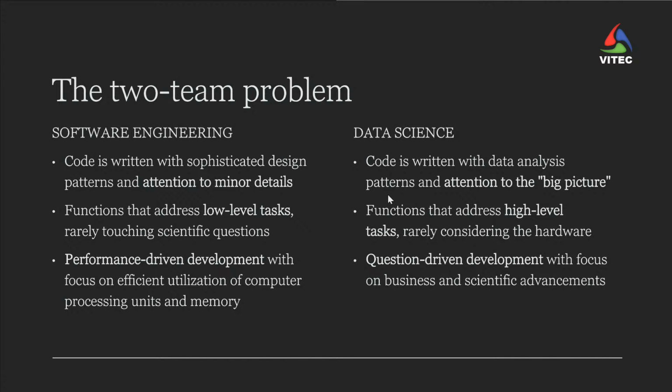So you usually write code that's very sophisticated in design. It has very sophisticated design patterns. It has attention to the minor details, right? So you handle all corner cases, performance. You're really into the code. You have functions that address very low-level tasks. So the software engineering team usually cares a lot about these minor details, low-level tasks that need to be very, very high performance.